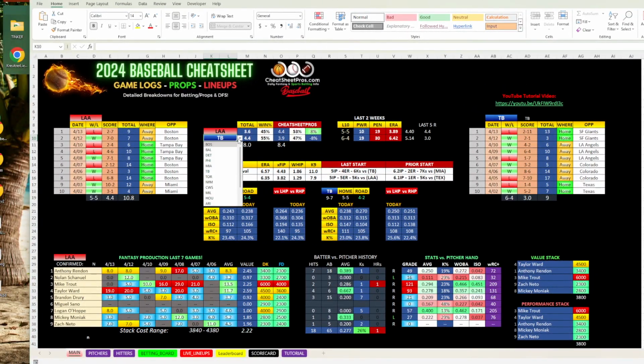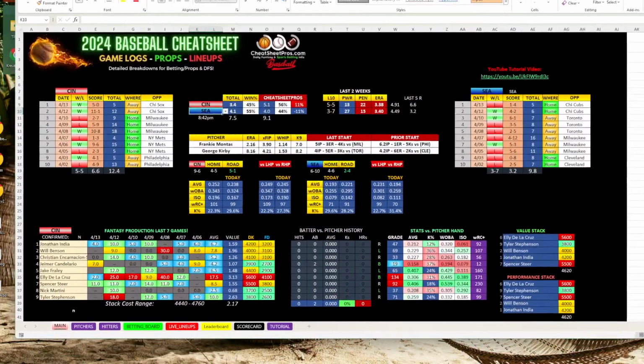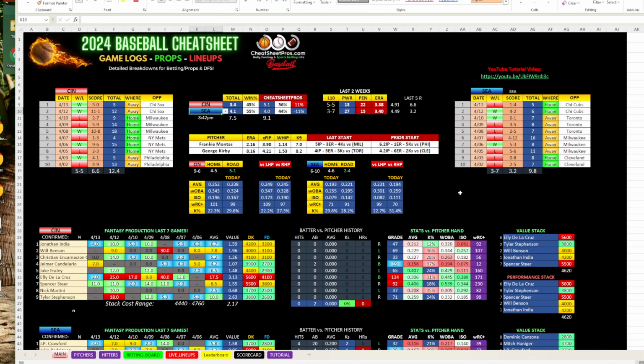Let's go take a look at George Kirby. And down here, Seattle, he is pitching at home. That's something to take note of. And again, it's early in the season. We don't have a ton of stats. But I'm just going to look at the overall teams here.